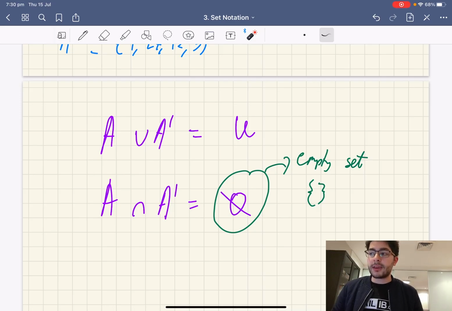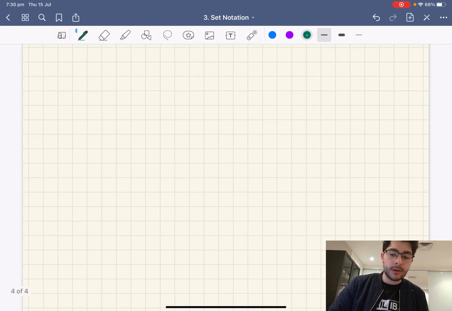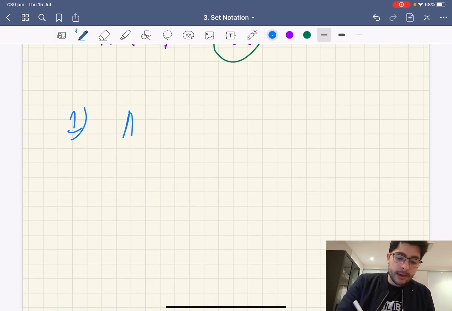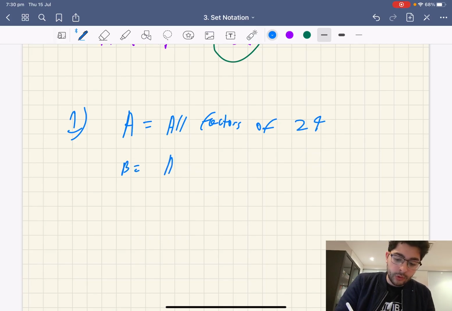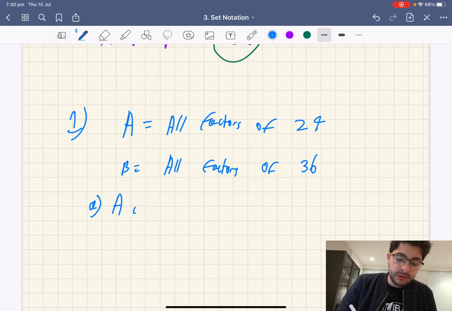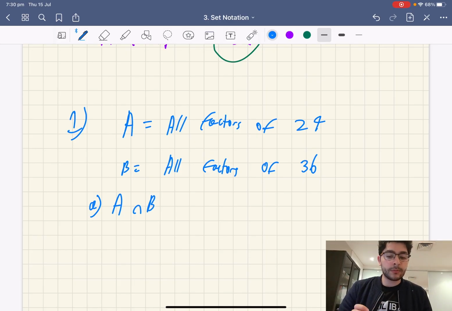So let's get into some questions that use this logic. If I said that A is equal to all the factors of 24 and B is all the factors of 36, and I first of all asked for A intersection B, I think the best thing to do is to list out the terms.